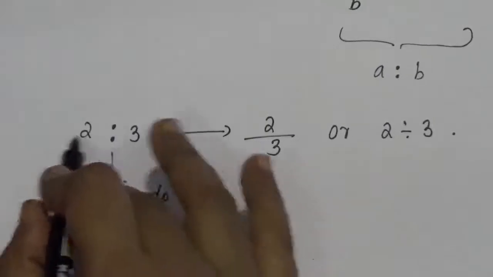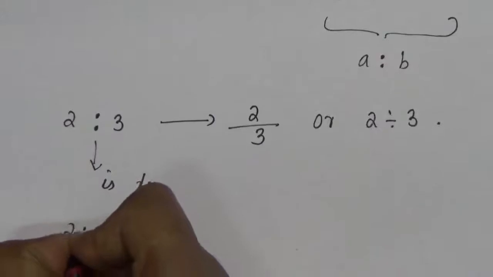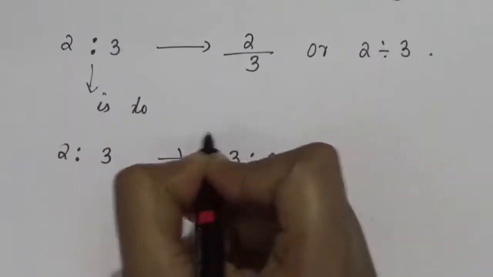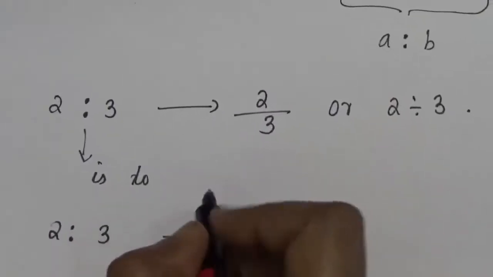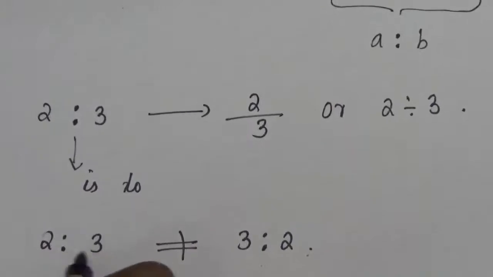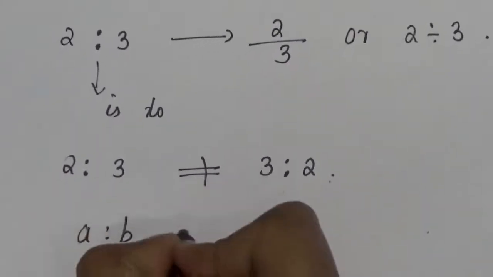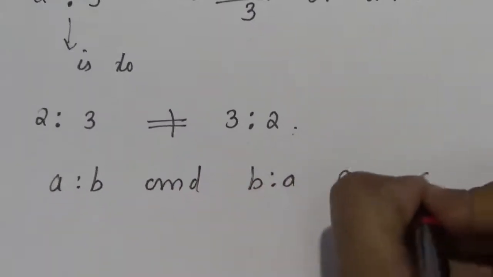Now the order of the terms in the ratio is important. That is 2:3 is not equal to 3:2. So remember that the order of the ratio is very important. So in general, if these two numbers are not same, then A is to B and B is to A are different.